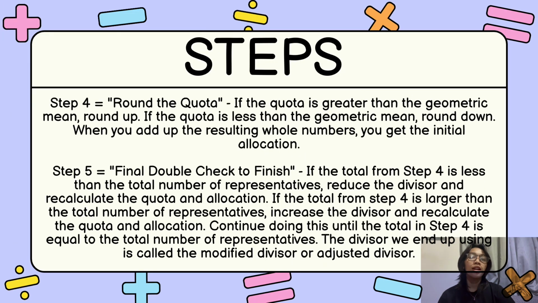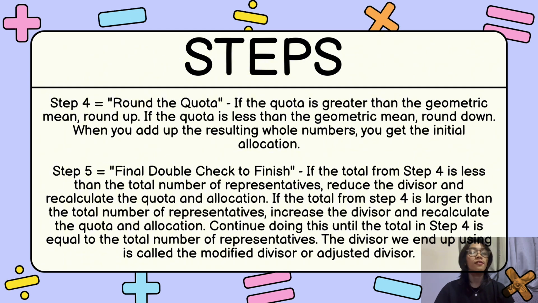Step 4. Round the quota. If the quota is greater than the geometric mean, round up. If the quota is less than the geometric mean, round down. When you add up the resulting whole numbers, you get the initial allocation. Here's where you decide how many seats each state initially gets. If a state's quota is greater than the geometric mean, round it up to the next whole number. If it's less than the geometric mean, round it down. And add up all the rounded whole numbers to get the initial allocation.